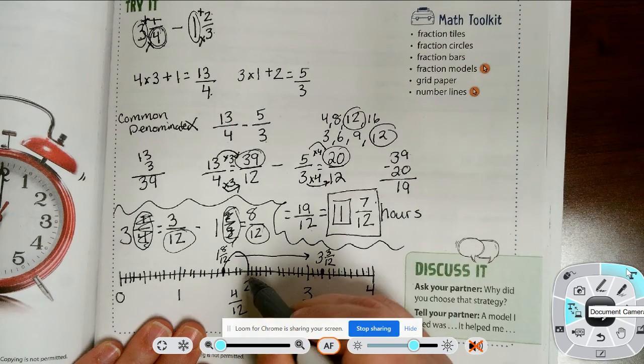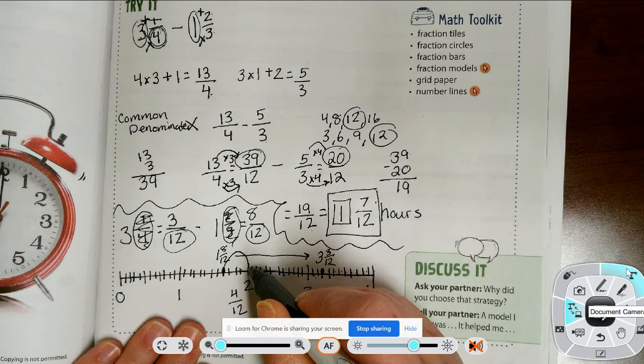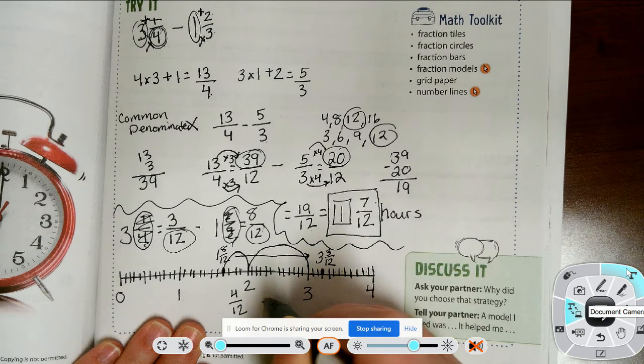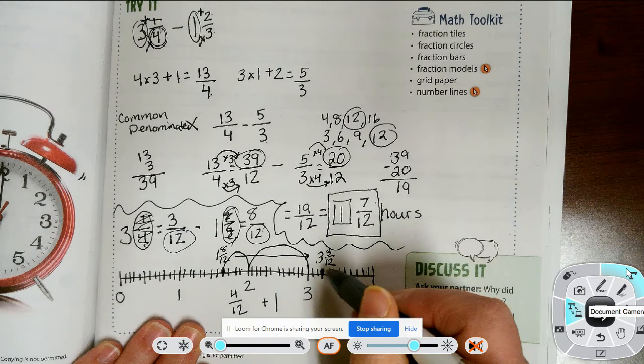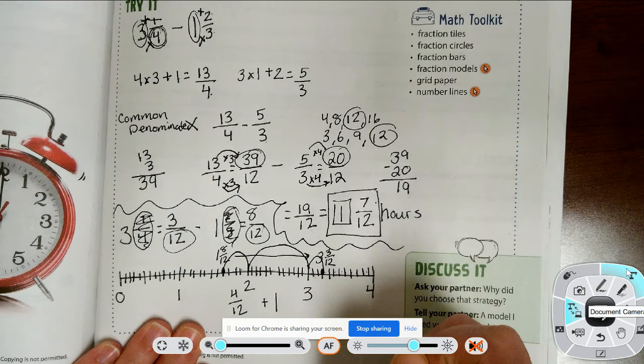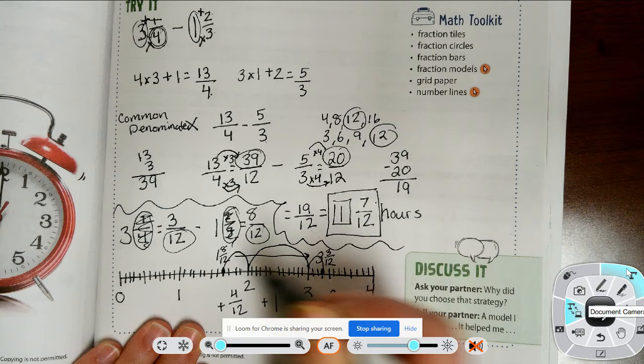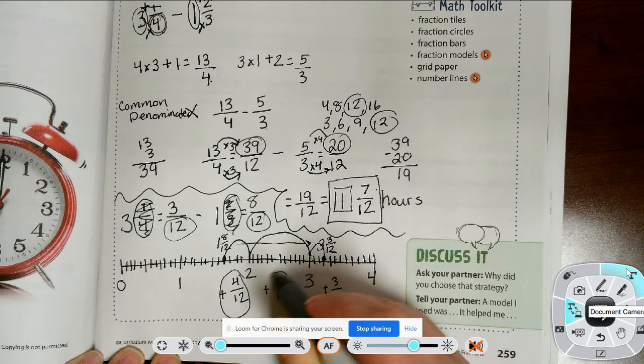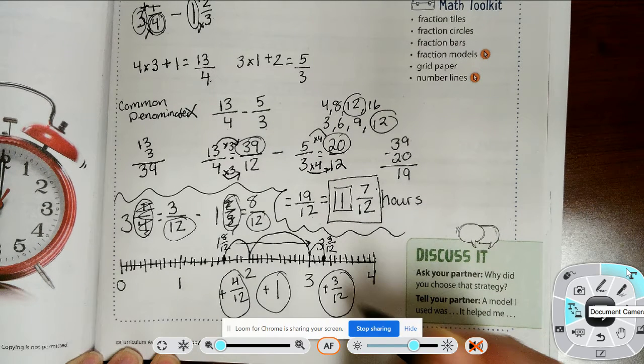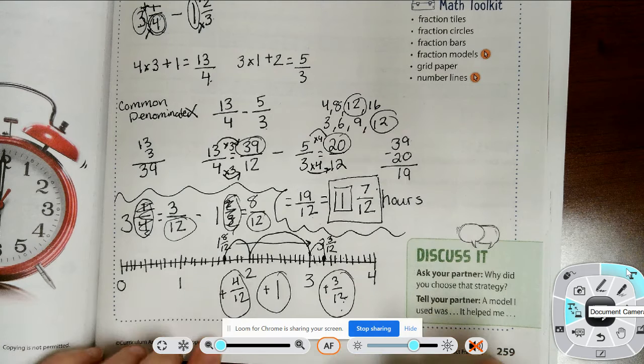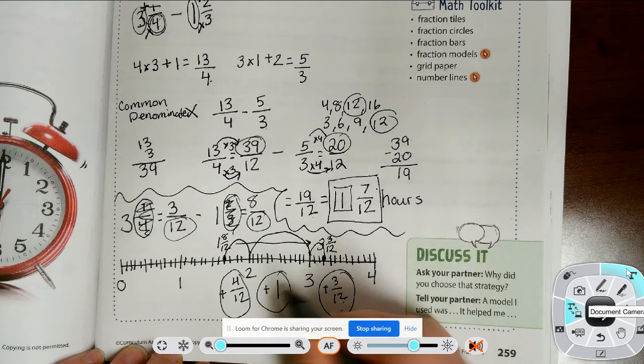Then it took me 1 whole to get to 3 plus 1. Then it would take me 3 more 12ths to get to 3/12. That means that I need to add up 4/12 plus 1 plus 3/12. So if I just add these two sides up, that gives me 1 and 7/12ths.